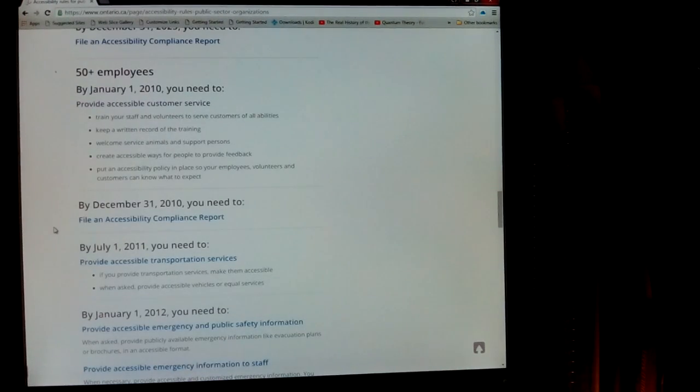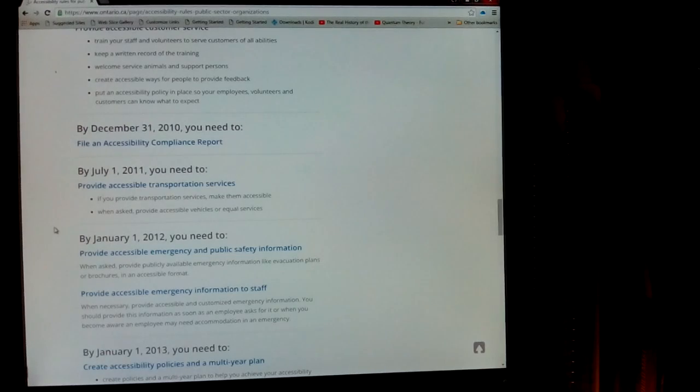50 plus employees, by January 1st, 2010, you need to provide accessible customer service. Train your staff and volunteers to serve customers of all abilities. Keep a written record of the training. Welcome service animals and support persons. Create accessible ways for people to provide feedback, and put an accessibility policy in place so your employees, volunteers, and customers can know what to expect. By December 31st, 2010, you need to file an accessibility compliance report.